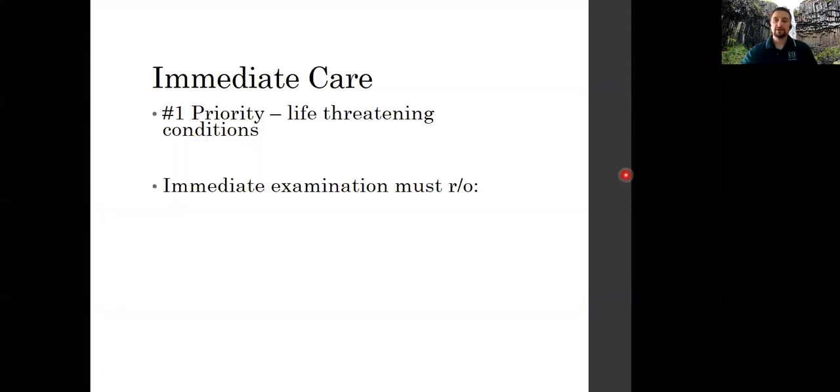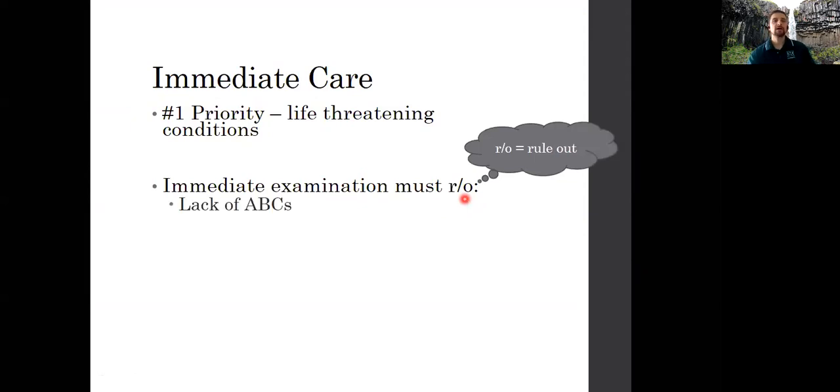So with any evaluation that's acute in nature, immediate care, right? The number one priority is anything that's threatening your patient's life. If you've already had first aid CPR training, these are our primary concerns. And anytime we have someone injured, we must first rule out, R/O is rule out, lack of ABCs, right? Airway, breathing, circulation. So is the heart pumping? Is there adequate pulse in the distal extremities? And are they breathing?